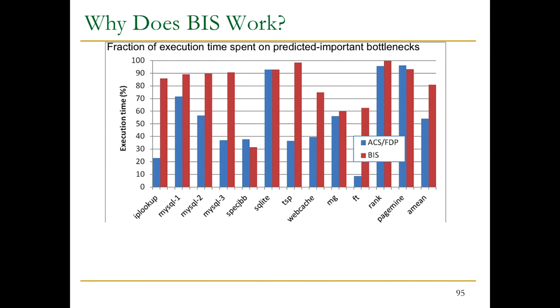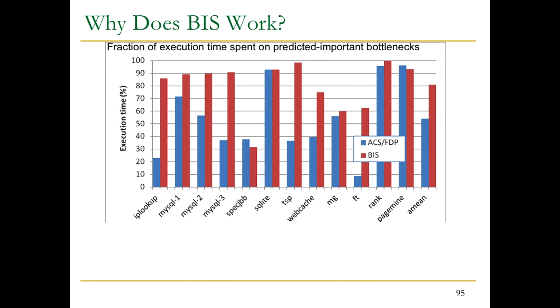This is execution time. And the bars plot the fraction of execution time spent on predicted important bottlenecks. Basically, what fraction of the time are you utilizing the large core? Right. In ACS and FTP, it's about, basically, 45%. You're spending 45% of the time on predicted important bottlenecks. They may not be the bottlenecks. In BIS, you're actually increasing that because you have more bottlenecks that you're taking into account. It's about 70 or 80% of the time, right? Now, you're not always doing this on bottlenecks that are really the bottlenecks.